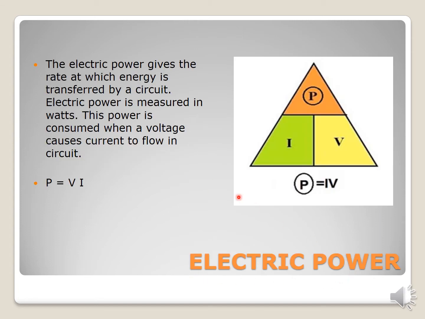Electric power. The electric power gives the rate at which energy is transferred by a circuit. Electric power is measured in watts. This power is consumed when a voltage causes current to flow in a circuit. The equation is P equal to V times I.